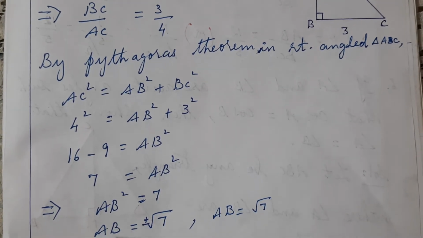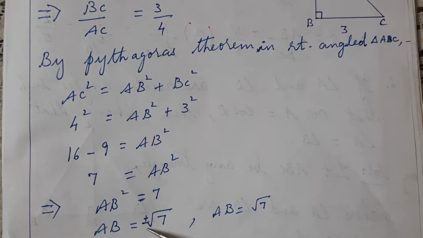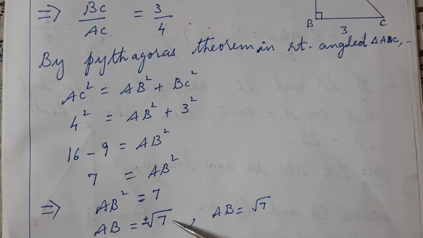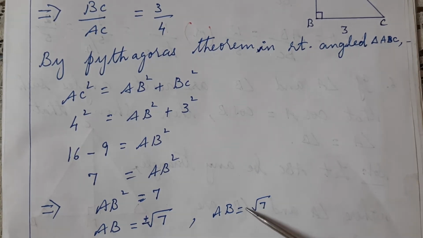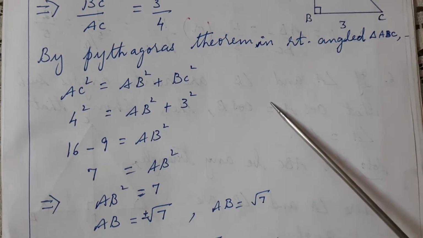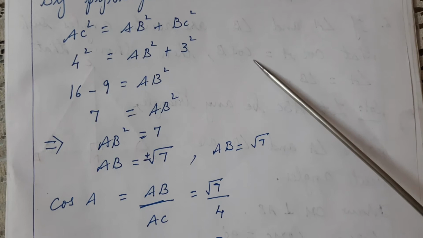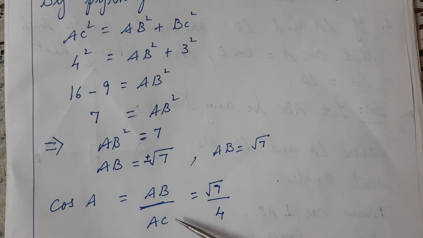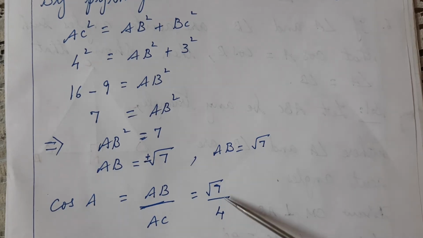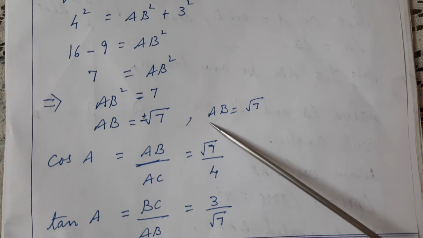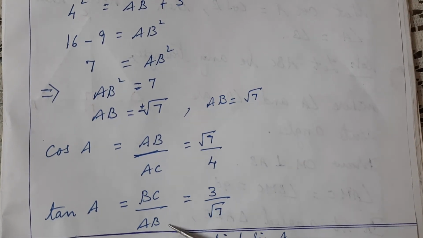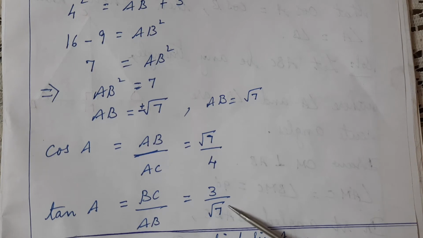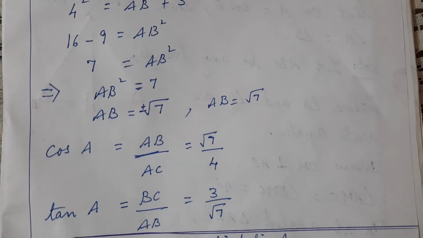When AB square is equal to 7, what is AB? Plus or minus root 7. You know very well, there is no square root of 7 you cannot find. So plus or minus root 7 means AB is equal to root 7 because side cannot be a negative value. Now what is cos A? Cos A is nothing but adjacent side by hypotenuse. Adjacent side is AB and hypotenuse is AC. So root 7 by 4. Now what is tan A? Tan A is BC by AB, that is 3 by root 7. So we have got cos A and tan A.